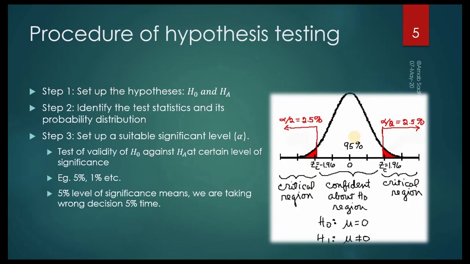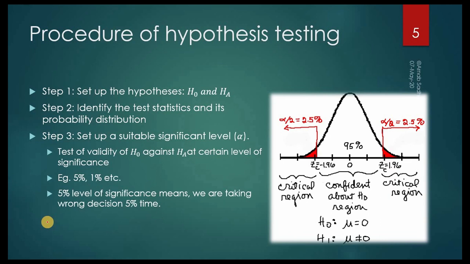So it starts with steps like this. First step is to set up the hypotheses H0 and HA, that is your null hypothesis and alternate hypothesis. Given a statement or a problem, you have to first identify what is your null hypothesis and what is your alternate hypothesis. After defining them, in step 2 we identify the test statistic and its probability distribution. Here I will take a normal distribution, but there are different distributions we will take in later videos. After identifying the test statistic and distribution, we have to set up a suitable significance level.